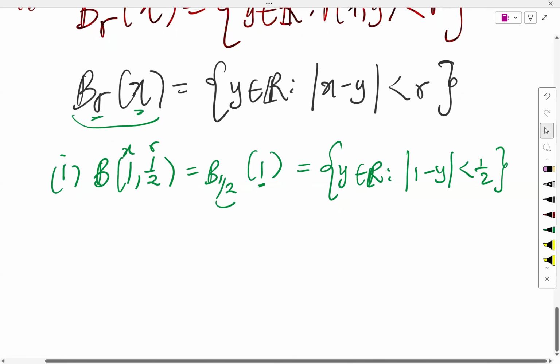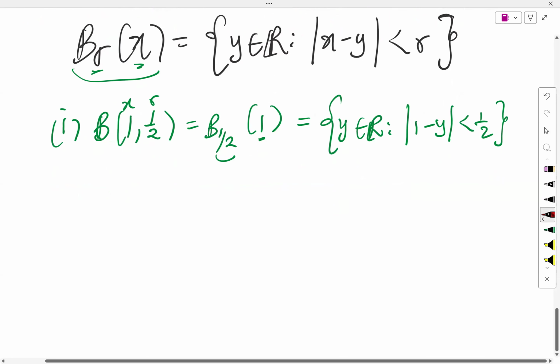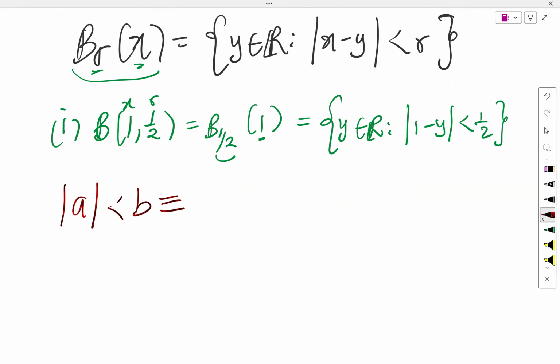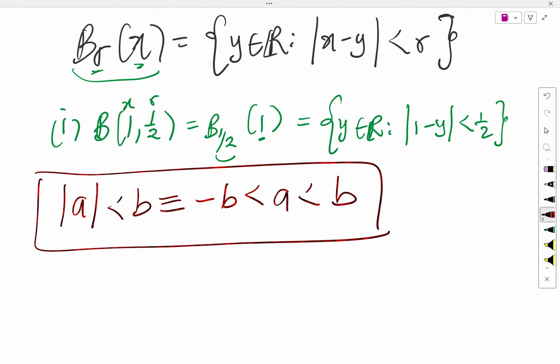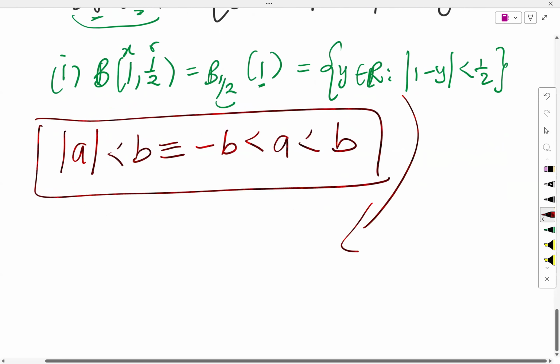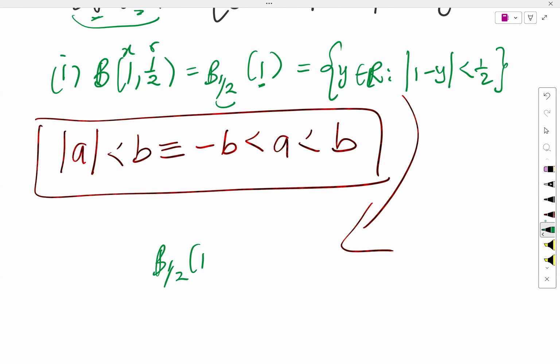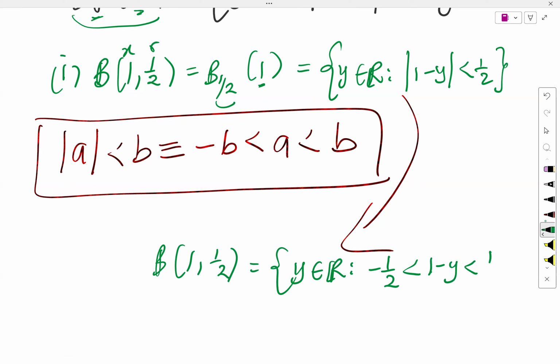So that's how you can do that. And one thing we need to understand is that whenever you have the absolute value of a less than b, it is the same thing as minus b less than a less than b. So that's extremely important to note. So we can maintain the original thing: B of 1 with radius half is equal to the collection of all y belonging to the real numbers such that minus half is less than 1 minus y is less than half itself.